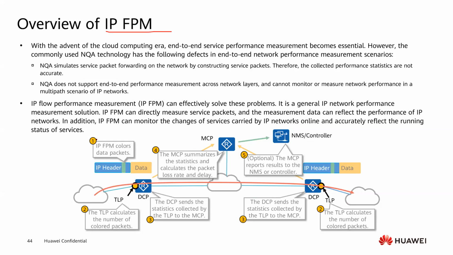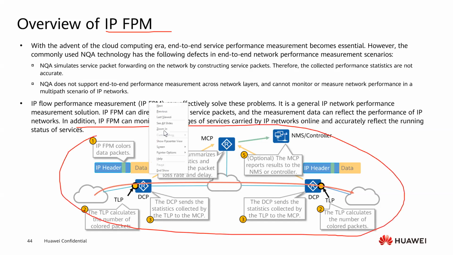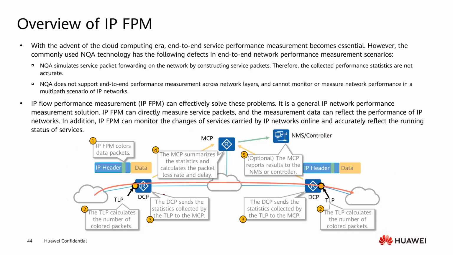The picture looks a little bit complicated, but let's see it in a simple way. Basically, IP FPM does one thing: it colors the data packet. They put a color inside the IP header. This color is just a number, like 1, 2, 3, 4. And when it is sent out, there will be an incoming port and an outgoing port, from ingress and egress.